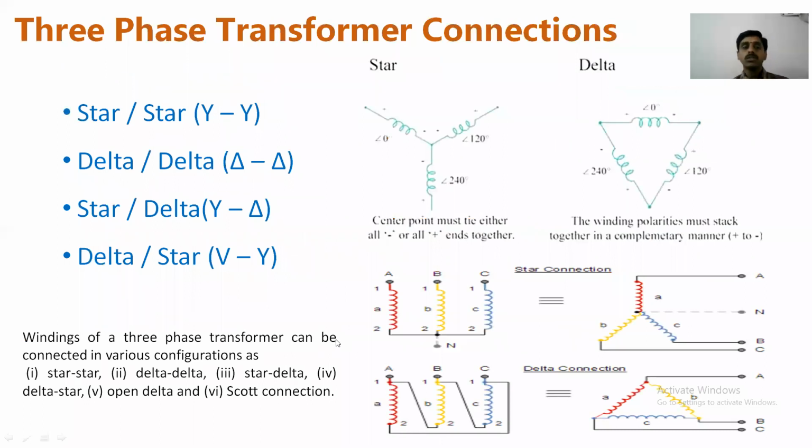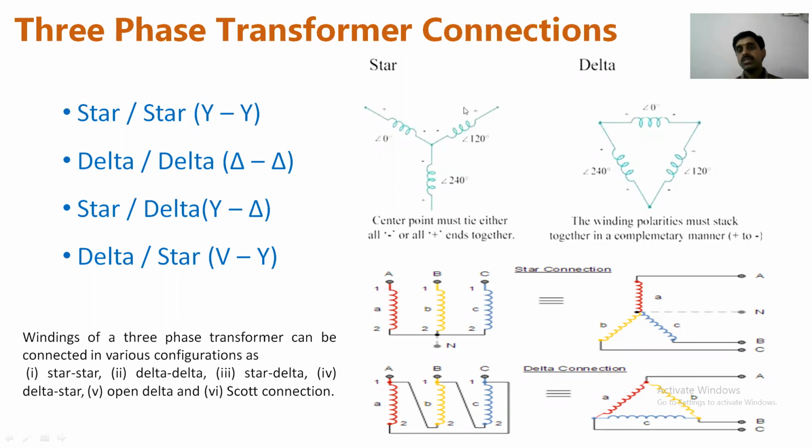There are different connections that can be formed. We can obtain star-star, delta-delta, star-delta, and delta-star. And apart from this, we can have open delta and Scott connection. So there are different types of transformer connections, depending upon the voltage rating and current rating required. These transformers will be taken as step-up transformer or step-down transformer. Those things will be obtained from these combinations.